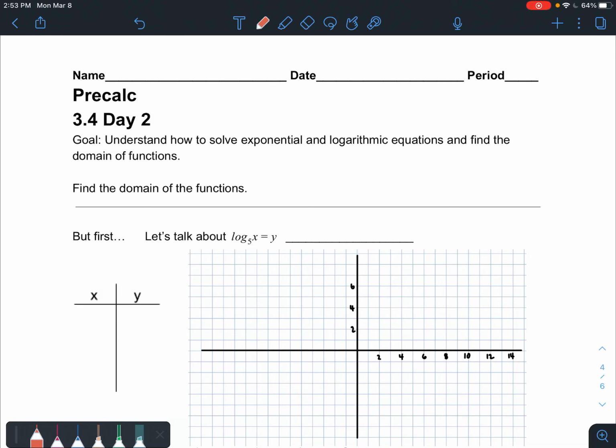Hey y'all, it's me, Miss B, and today we are understanding how to solve exponential and logarithmic functions and find the domain of functions. But first I want to talk about log base 5 of x equals y.